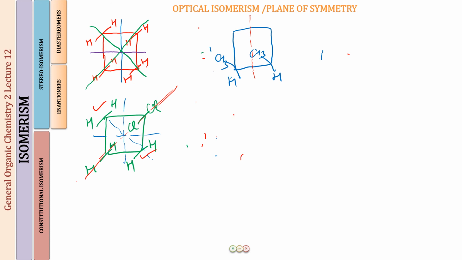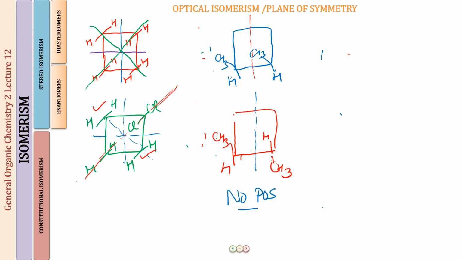The work is done. If now I just change the position of the methyl groups, one above the plane and the other below the plane, now what? Will you be able to find one POS for this molecule? If you are going to cut it into two halves this way, there is going to be one methyl group above the plane and the other is going to be below the plane. Fine. So these are not going to be mirror images of each other, and hence this molecule will not have a POS. This molecule is going to have no POS.